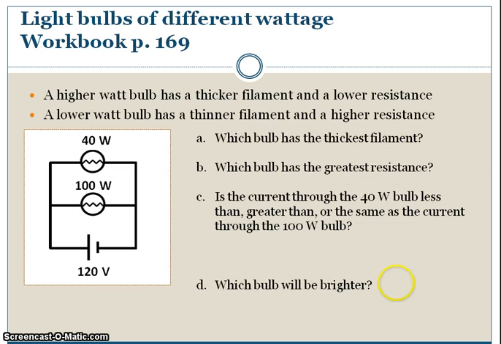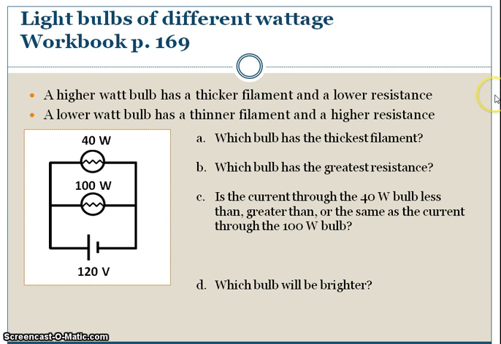So if you skip ahead in your workbook just a couple of pages, I think we're going to do those examples during class, but there's another section on what if you have bulbs that have different wattage ratings or different power ratings. And we have a couple of rules, and these are stated on the equation sheet too. But we can help evaluate some of these circuits by thinking about a higher watt bulb is going to have a thicker filament and therefore a lower resistance.